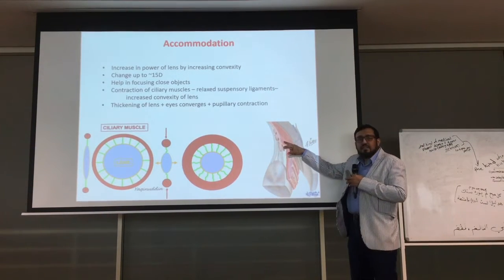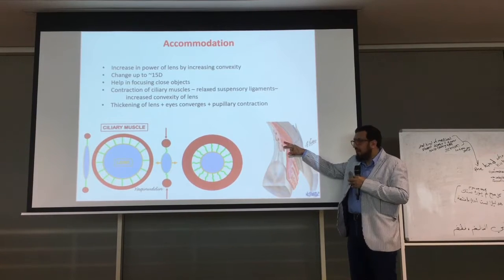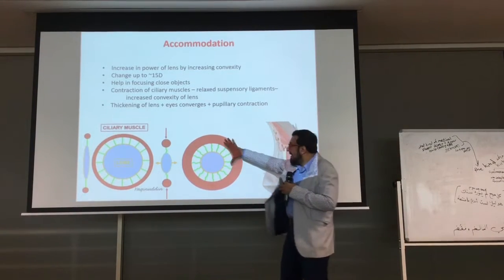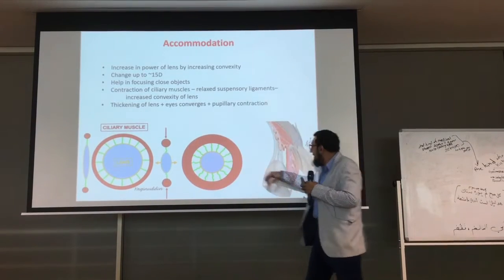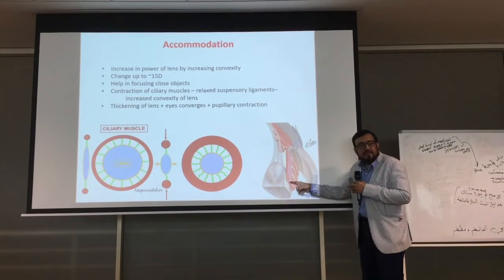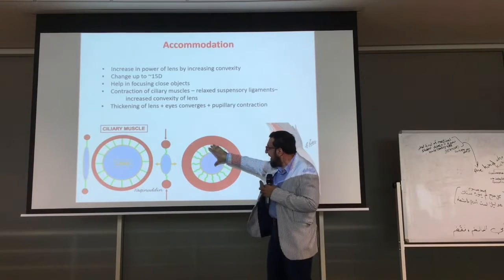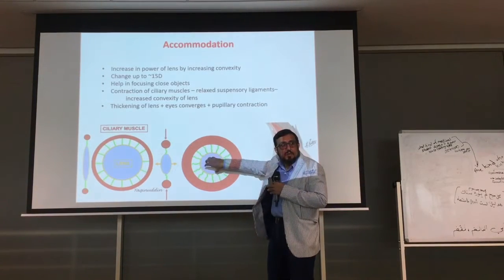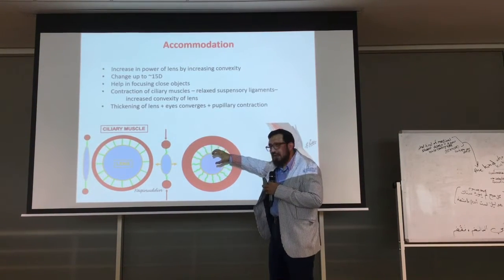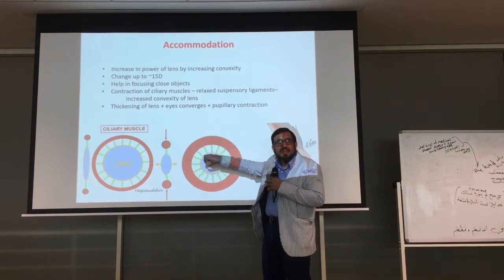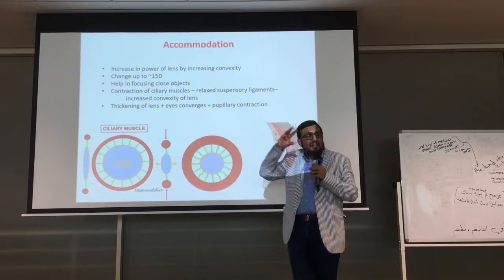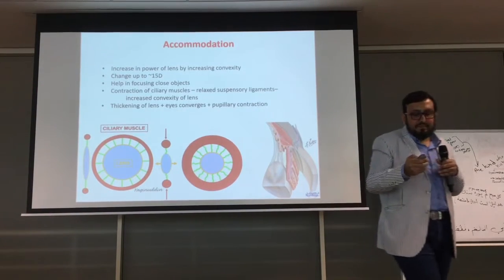Just look over here, these are the circular muscles. Whenever they are contracting, the entire ciliary body is contracting. Attached to it is the iris, which is hanging from the ciliary body. So when your ciliary body constricts, your entire ciliary muscle will also relax. And at the same time, it will narrow down the pupil.